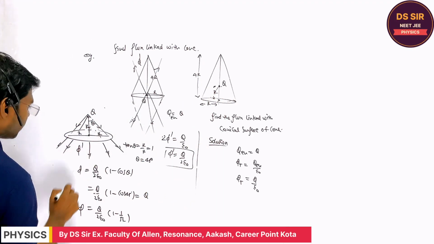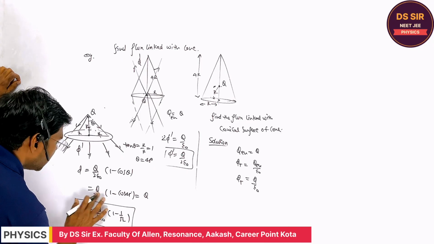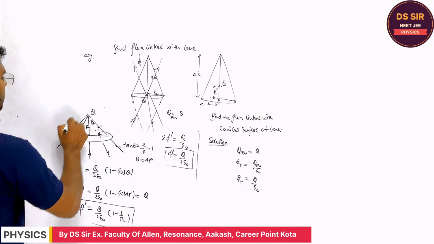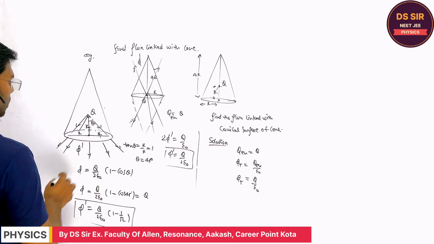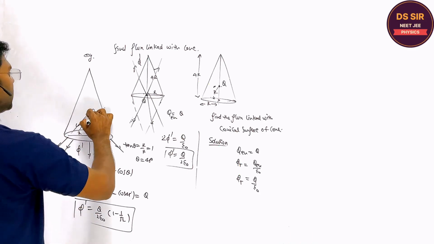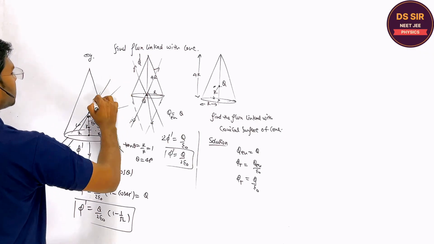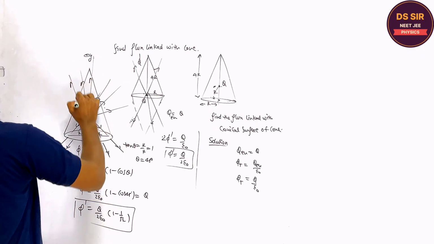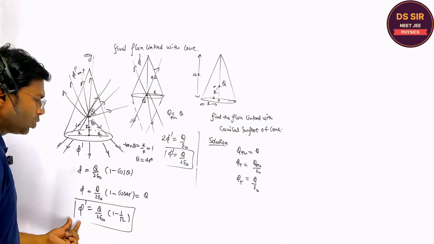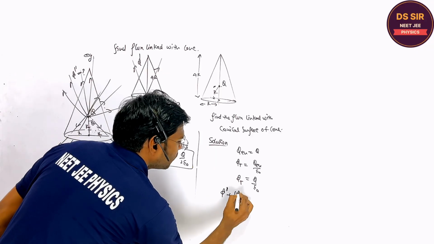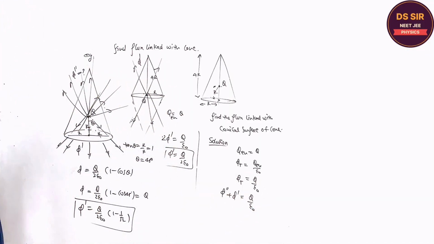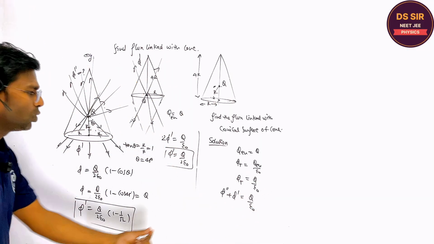So I'm assuming this is the phi dash. This is the flux linked with the disk. And if you consider the complete cone, this is the cone. So the phi dash is linked with this disk and the remaining flux, you may assume this to be the phi double dash. So this phi double dash we have to find. So the total flux is nothing but phi double dash plus phi dash. You understand or not? And total flux is nothing but charge enclosed divided by epsilon naught according to the Gauss's law.